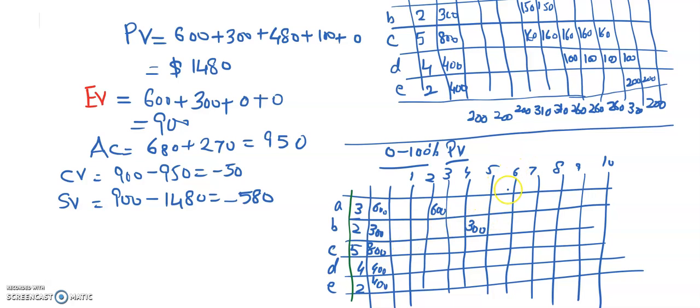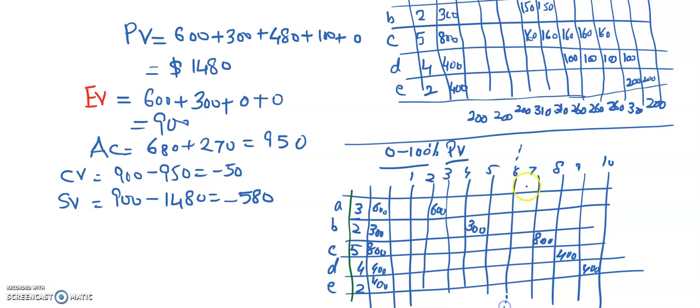And then for C it will be at the end of the day, so it is 800 here. And then D, it is 400, it will be here at the end of day 9. And then for E, it is on the last day, 400. Okay, so our status time is here, day 7.